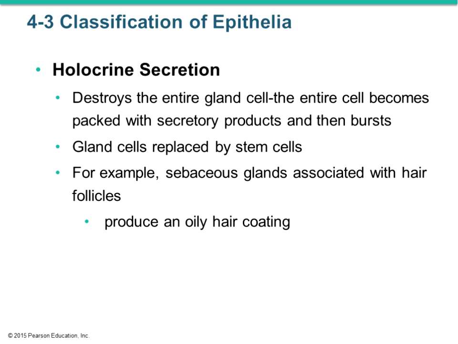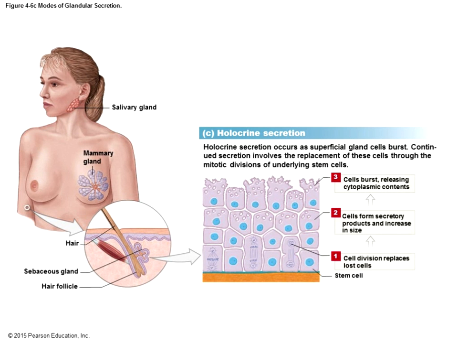The third type is holocrine secretion. And this one is where the entire gland cell becomes packed with secretory products and then bursts. So the gland cells are then replaced by stem cells, and so sebaceous glands associated with hair follicles that sort of lubricate our hair and our skin are great examples of holocrine secretion, right?